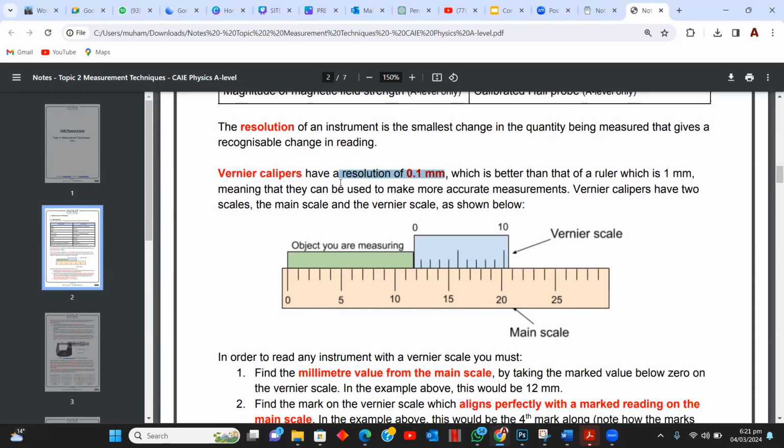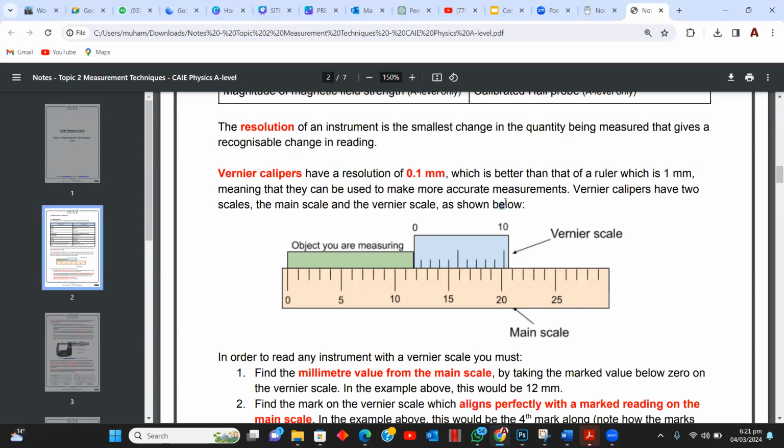0.1 mm is basically the minimum change that they can detect. When we talk about resolution, we essentially look at the minimum amount of change that the instrument can detect, which is basically it. And because of the resolution you pick the appropriate instrument. A ruler has a resolution of 1 mm. A micrometer has a resolution of 0.01 mm. Now, 1 mm as compared to 0.1 mm means that vernier calipers are more specific as compared to rulers.